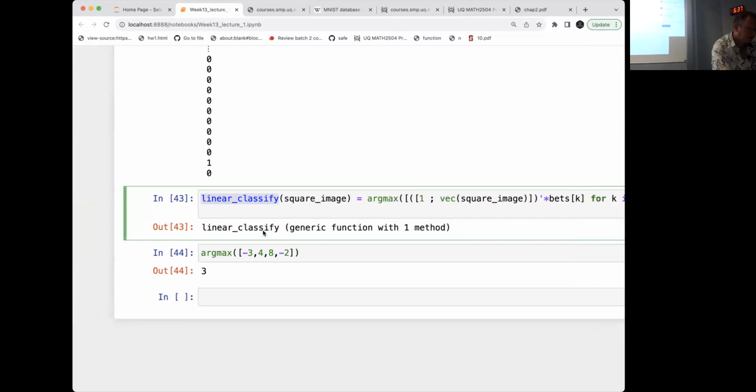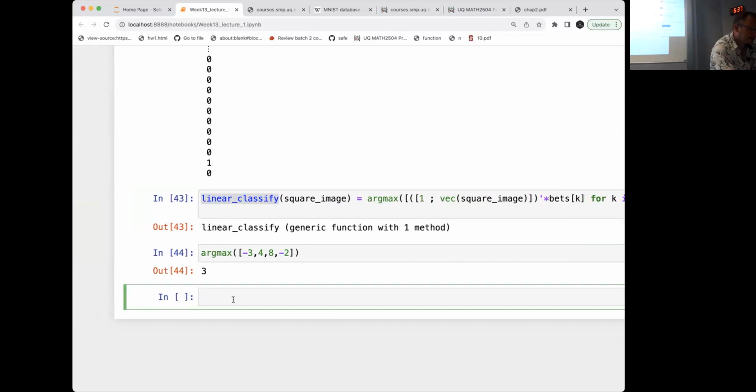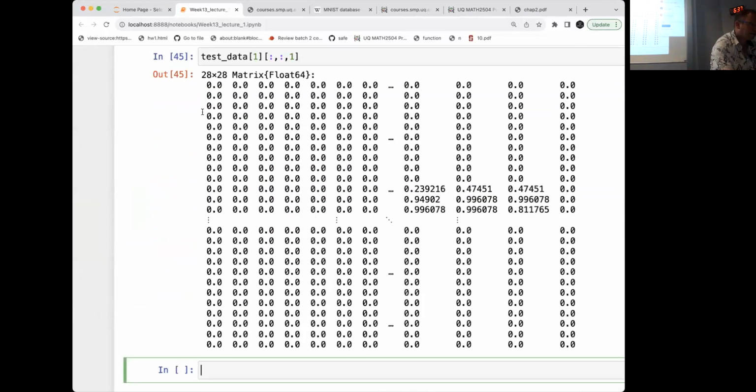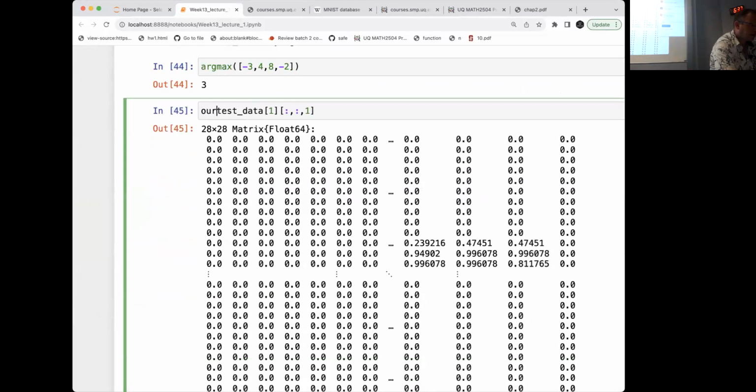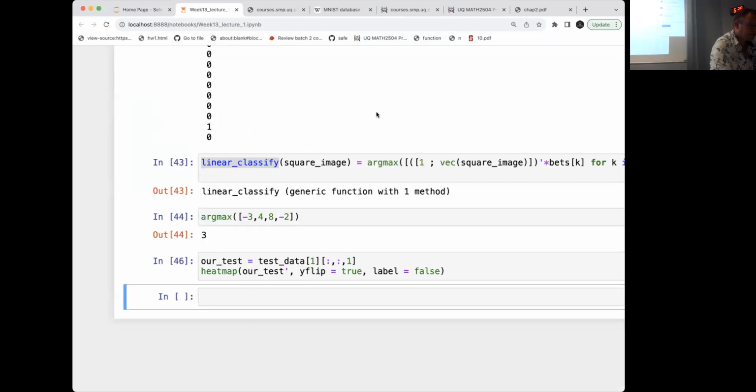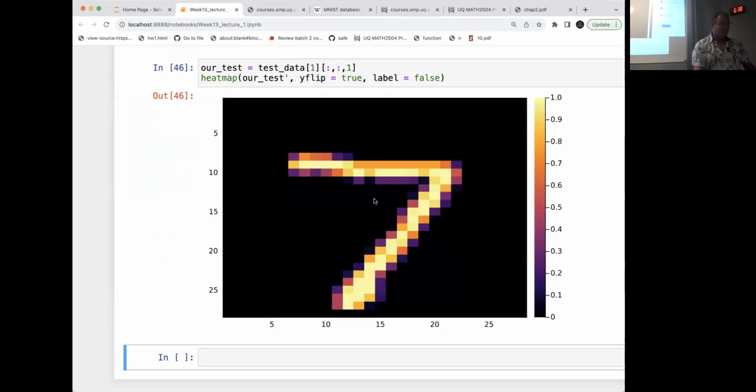Let's do linear classify. Let's take the test data, because we trained it and didn't use the test data. Let's take test data 1 like this, the first test image. Here it is. We can also do a heat map of this. Let's do a heat map of our test, transposed, y flip equals true, label equals false. I'm not sure that's needed. What is this one going to be?